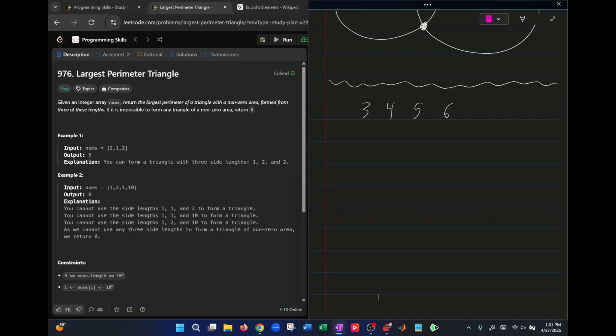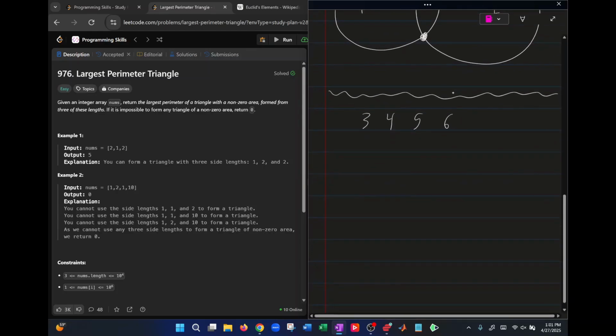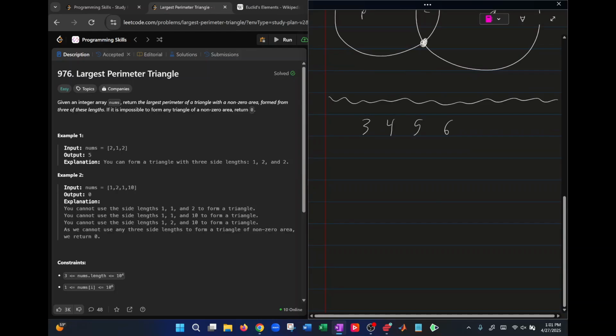And so then let's say we find 3 values that we can make a triangle from, like 3, 4, and 6. Given that we know that this forms a triangle, can we form a larger triangle? Just from knowing that we can form a triangle with these 3 values. And it turns out we can. And the way we do that is we just use these 3.